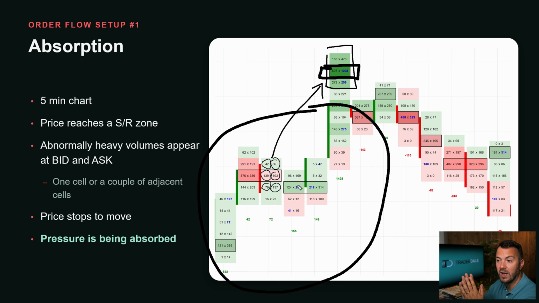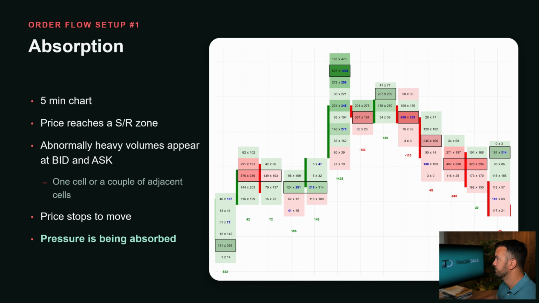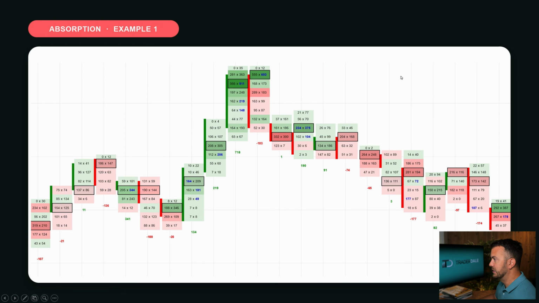So the best way to go about this is either learn what the normal is, which you will in time, or just compare to what you see on the chart, what was normal before, and compare it to what you are seeing now. If it's a multiple of the number, then you're looking at abnormally heavy volume, and that's the confirmation, right? So let's move on to a couple of examples to make this absorption setup clear.